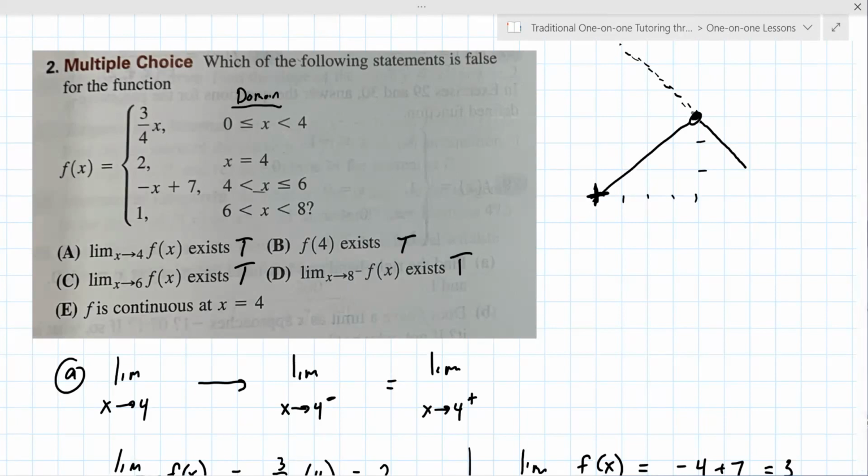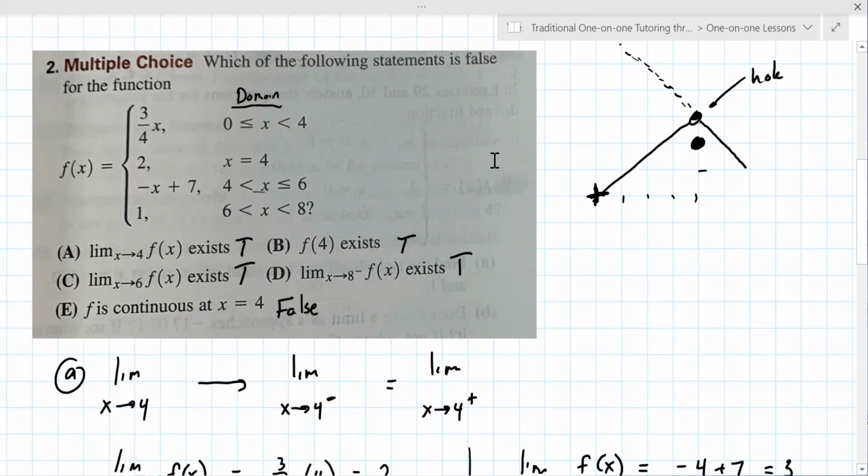Sorry, 2. So it's filled in there. Okay. So there's a hole here. This is a hole, and that means it's not continuous because you can't draw it without lifting up your pencil. So that's why E is the false one there.